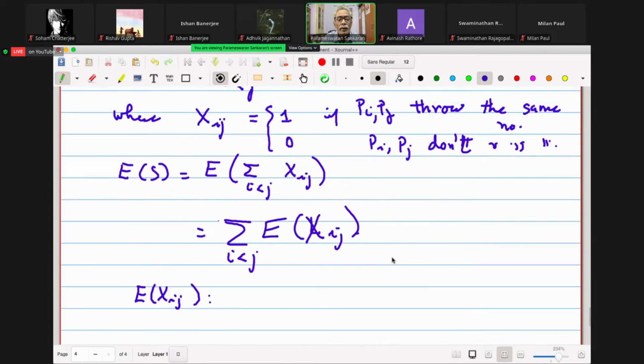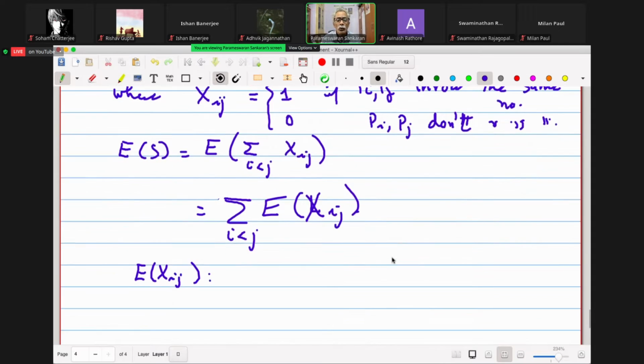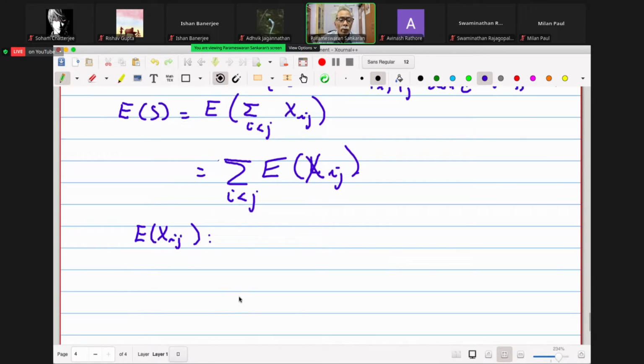Xij is. Xij is a random variable which we have already said takes the values 1 and 0. So we need to compute this probability of Xij equals 1. What is the probability Xij equals 1? And then the probability of Xij equals 0, these are the only numbers it takes. So this is what we need to compute.